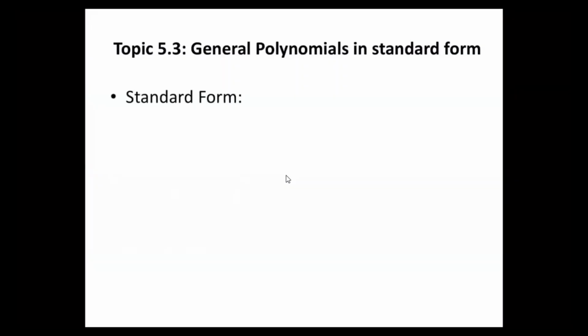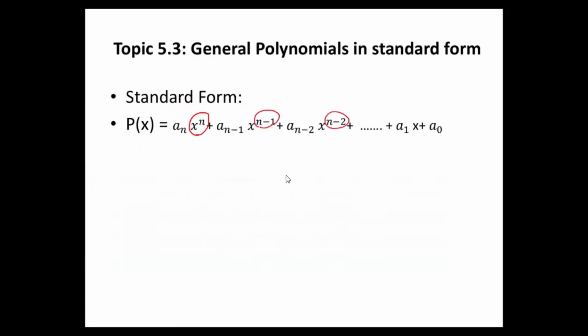So standard form, we don't know the highest degree is 5 or 6. I have no idea. So what I'm going to do is I'm going to use n, right? And then the powers decreasing by 1: n minus 1, n minus 2, all the way to 1 and 0. And the x to the power of 0 is 1, so I omitted it. It's just 1, right? So that is the general expression of polynomial.